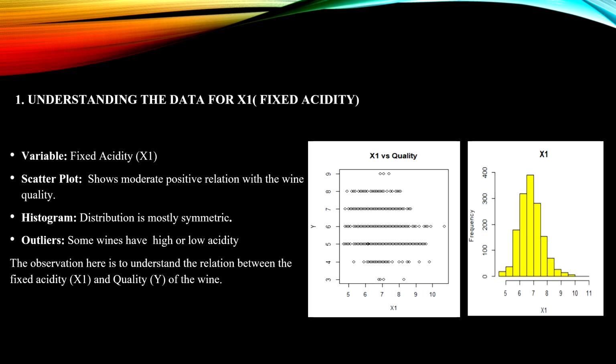Understanding the data for X1, fixed acidity, the scatter plot here shows a moderate positive relationship with the quality, and the histogram distribution is asymmetric. A few outliers show very high or very low acidity values.